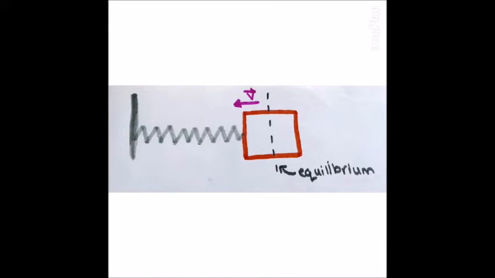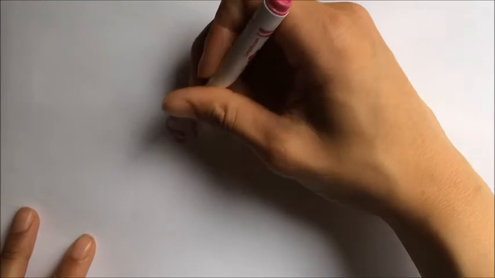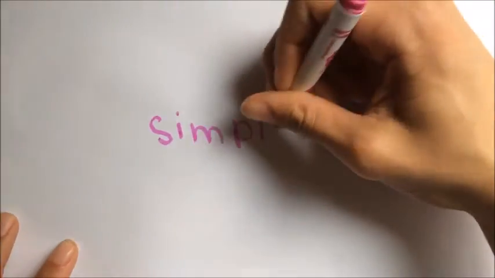But to overcome the inertia of the mass, the restoring force must pull it back with an incredible velocity to the left. So much so that the mass overshoots equilibrium, and now the restoring force must pull it back to the right. And this process continues as equilibrium is overshot again and again and again.